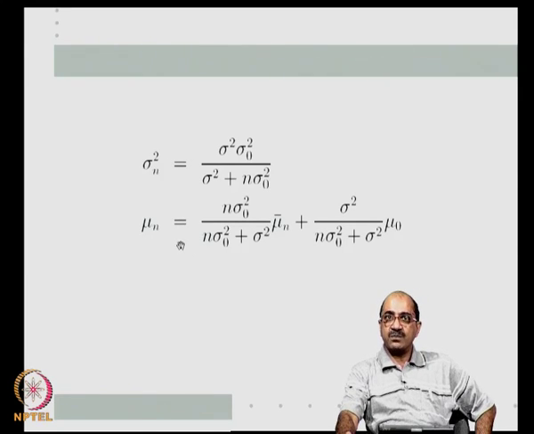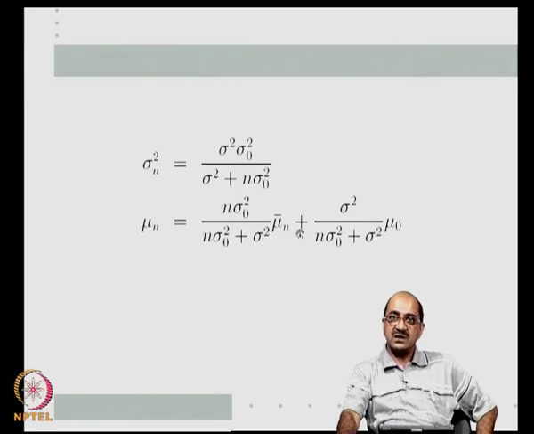n is the number of examples, sigma square is the variance of the Gaussian from which data has come, which is assumed known, where we are estimating the mean of a Gaussian whose variance is known. So, sigma square is known, and mu n bar is simply an expression for 1 by n summation xi, which happens to be the ML estimate for mu in the same problem.